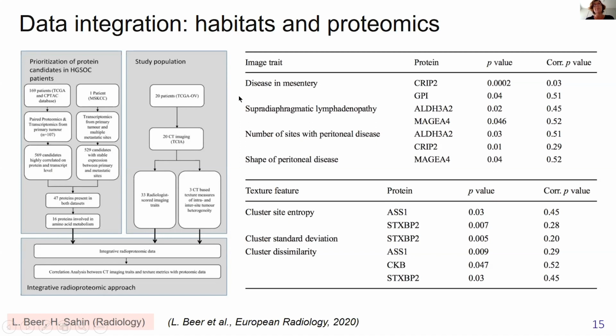And you can see the disease in a mesentery, which is associated with a poor prognosis, associated with one of the CRIP protein, which is now actually being confirmed in our larger data set, which is work in progress, that is spearheaded by Lorena, Leonardo, and Lucien. And you can see other associations here, both with texture as well as the imaging traits.